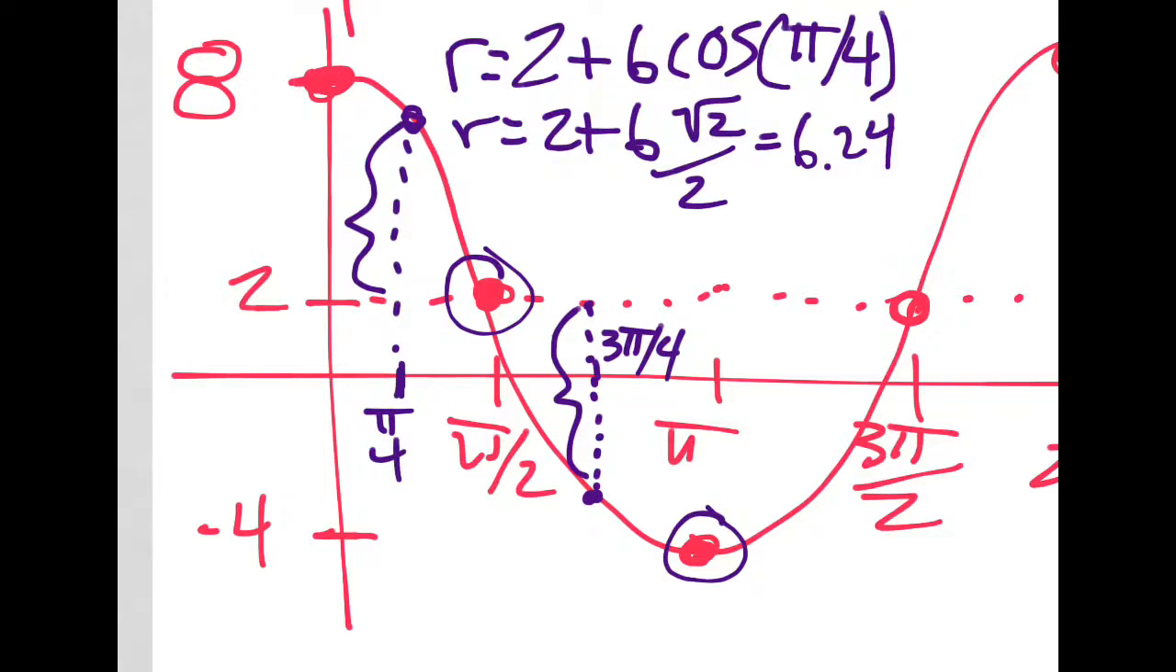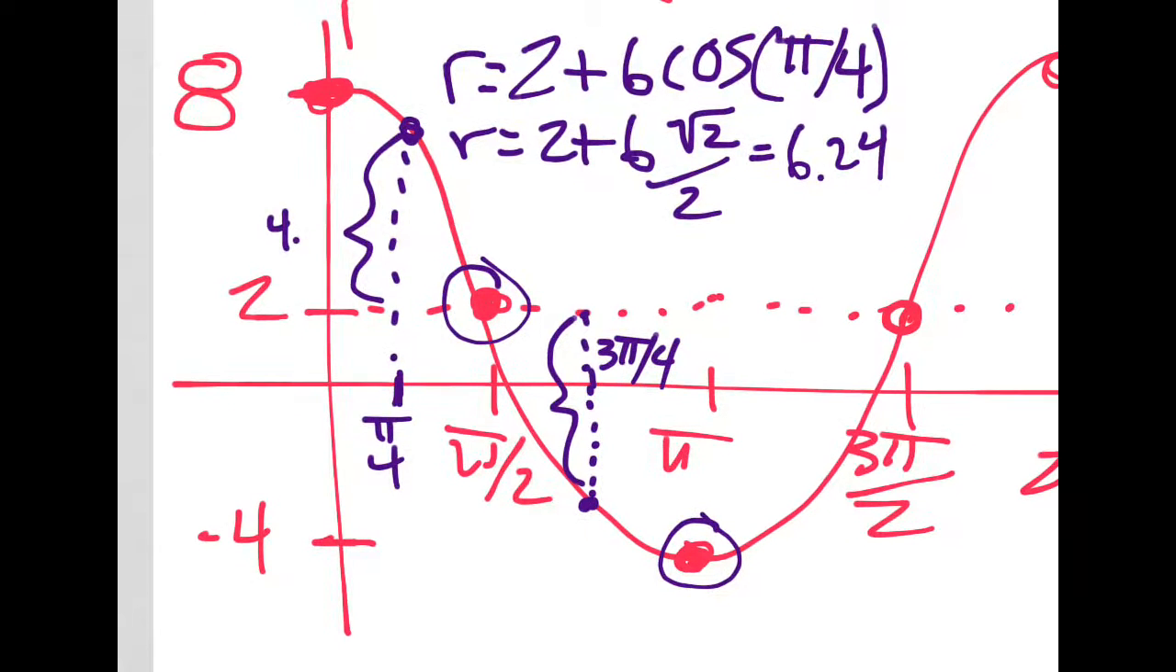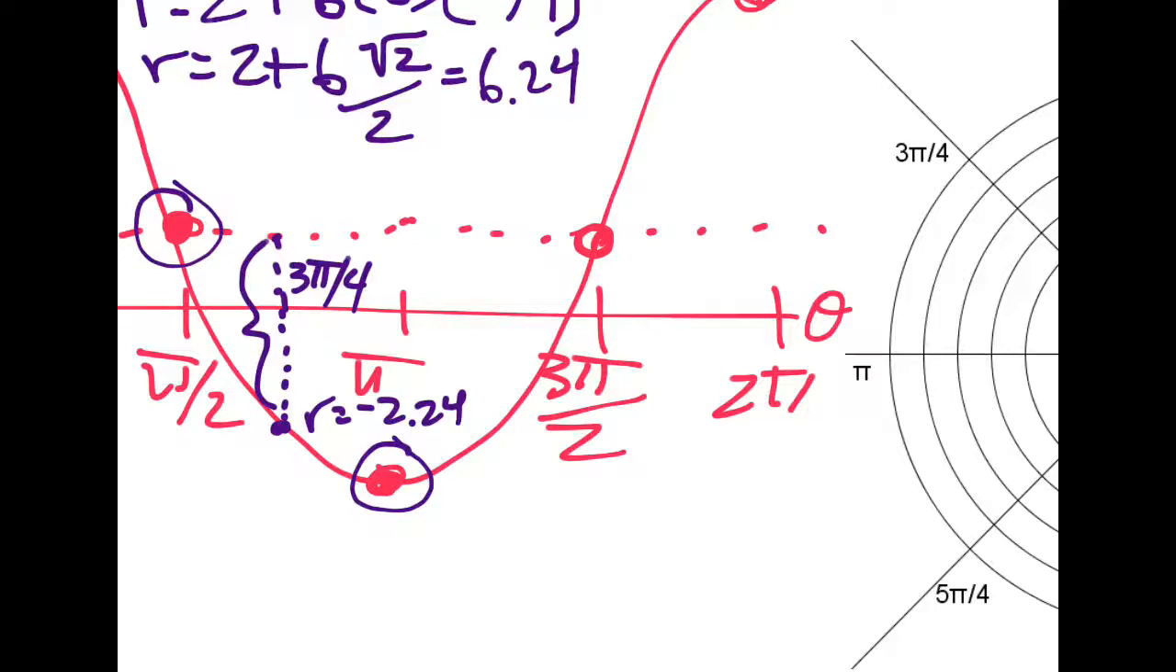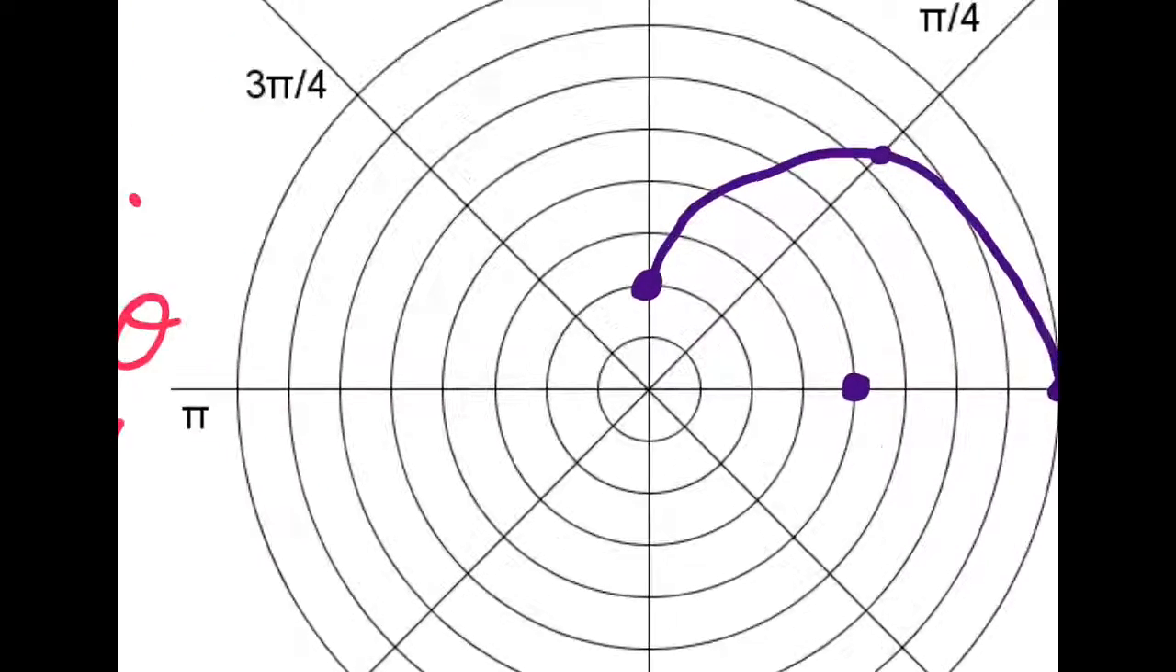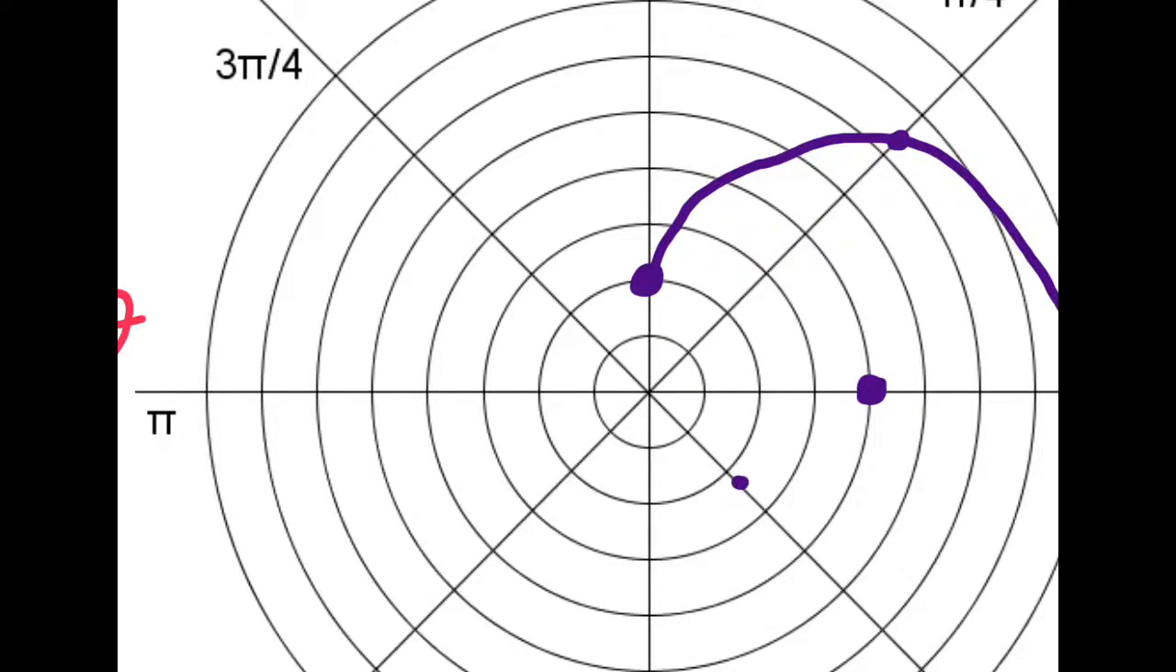And so how far did we go? Well, that point was 6.24 above 2, so that distance was about 4.24, which means we're going to be going down 4.24 from 2, which means we're going to be at about negative 2 and a quarter. So at 3 pi over 4, we're actually down here.